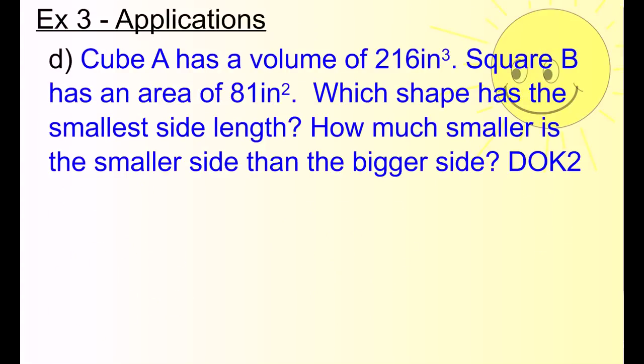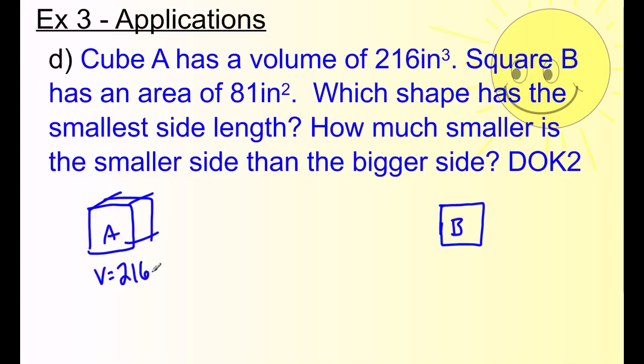Letter D, last problem for the day. Go ahead and pause the video, do the problem on your own. When you're ready to continue, hit play, and we'll go through it together. Alrighty, it says cube A has a volume of 216 inches cubed. Square B, so we've got cube A and square B. This guy has a volume of 216. This guy has an area of 81.